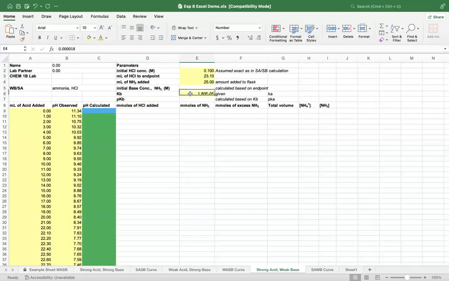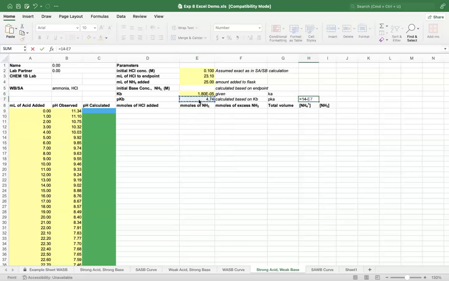And Kb is given. pKb is just equal to the negative log of the Kb. pKa is just equal to 14 minus the pKb. And the Ka is just equal to 10 raised to the negative pKa.